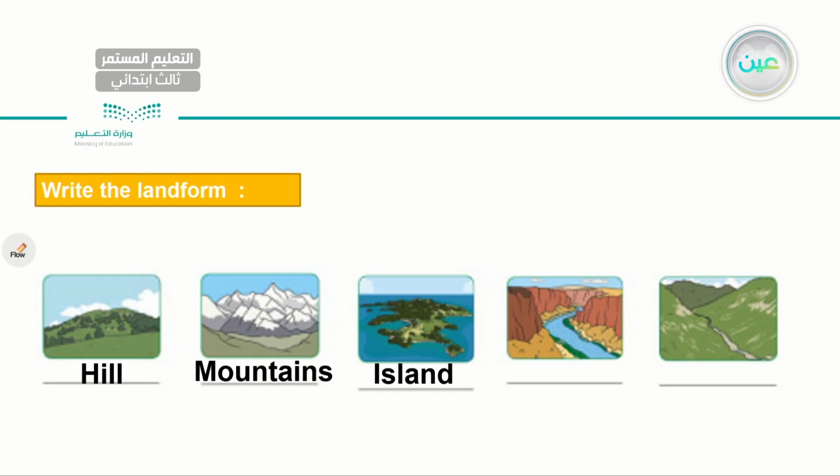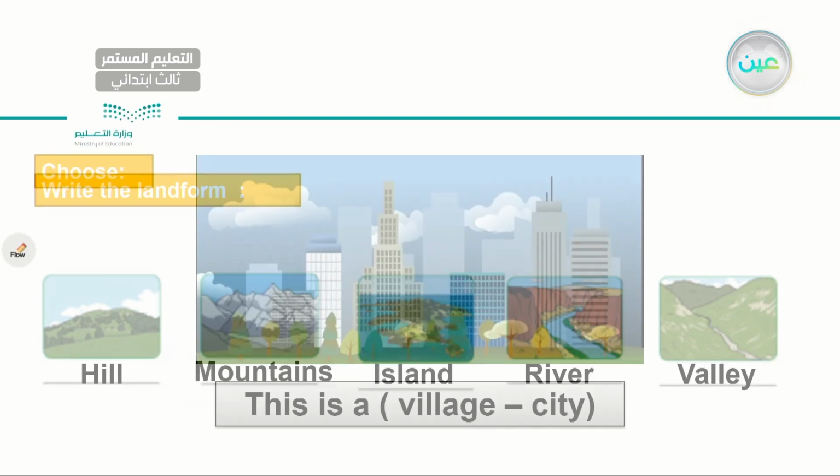Next one, what do you think? I have a running water between 2 big mountains. I have a river. Very good. And for the last one, I have a valley. Very good. So let's read the answers one more time. Hill, mountains, island, river, and valley. Very good, my dear students.